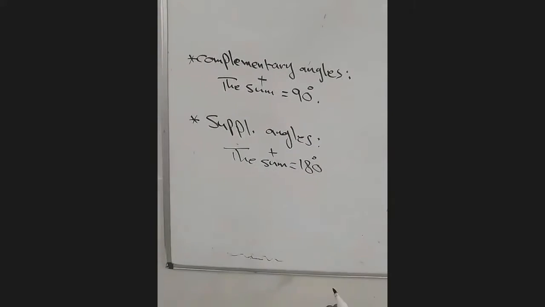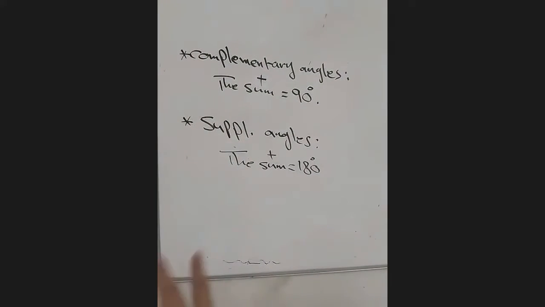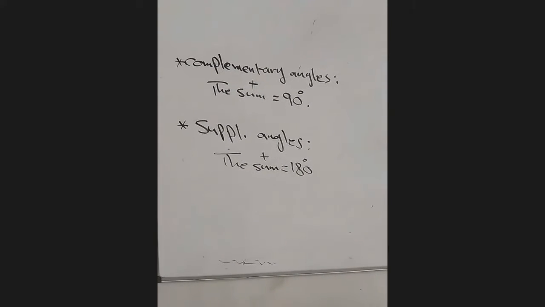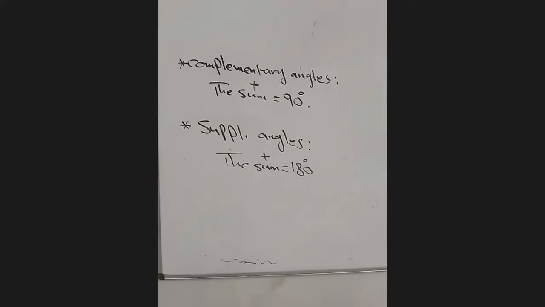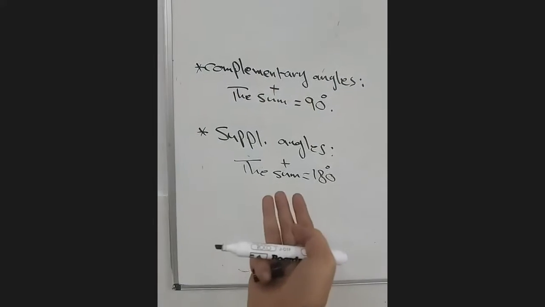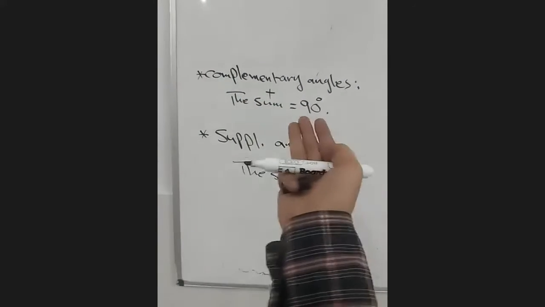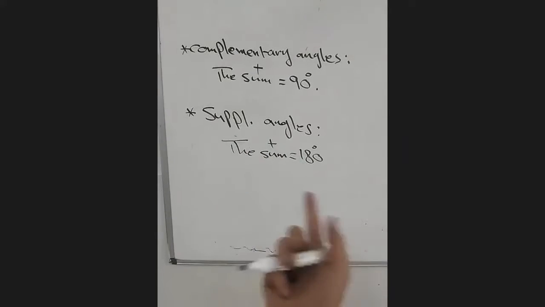How I will ask you, I will give you 2 angles. One of them known, the other is unknown. And I will tell you either they are complementary or supplementary. If they are complementary, you use this fact. If they are supplementary, you will use this fact.